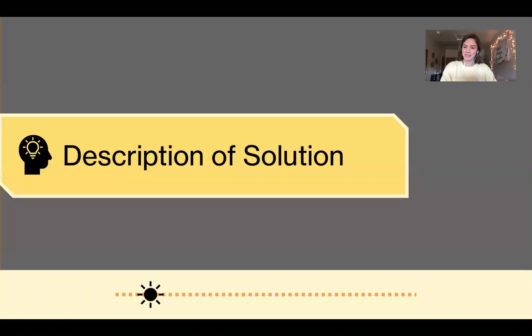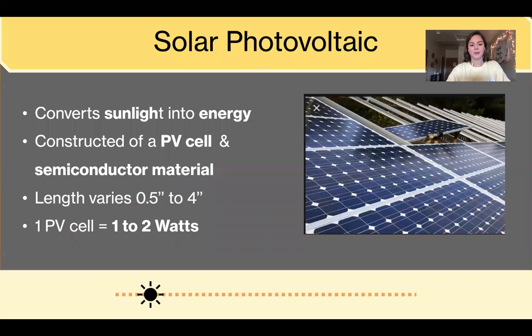So what's a description of a solution that I researched? Well, I did solar voltaic. What this does is this is the cell that's in solar panels. What does it do? On the basics, it converts sunlight into energy. It's constructed of a PV cell and a semiconductor material. Its length varies, so it depends on what type you purchase. And one PV cell creates 1 to 2 watts of power.